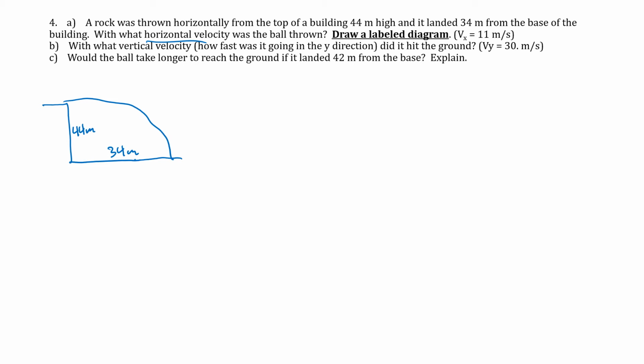So there we're looking for our Vx. And again, Vx is dx over t air. And the t air is going to be from the y-axis, or the square root of 2 dy over g. So time is the square root of 2 times 44 meters over 10 meters per second squared.